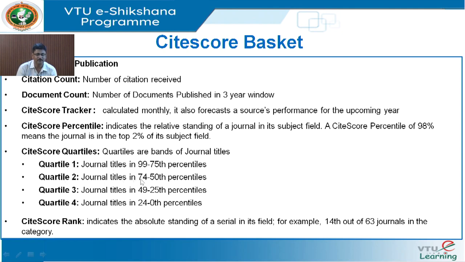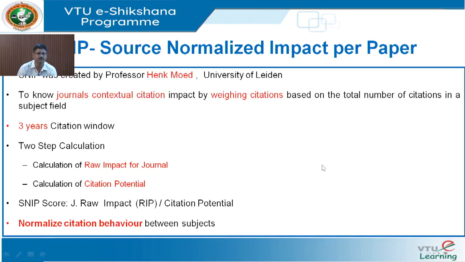journal titles that fall from the 74th to 50th percentile, and quartile 3 are journal titles in the 49th to 25th percentile, and quartile 4 journals are 24th to 0th percentile. There may be some journals which are only indexed in Scopus and may not have a percentile also. CiteScore rank indicates the absolute standing of a journal in the field. For example, 14th out of 63 journals in the category.